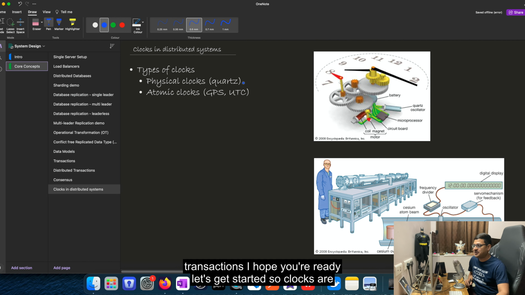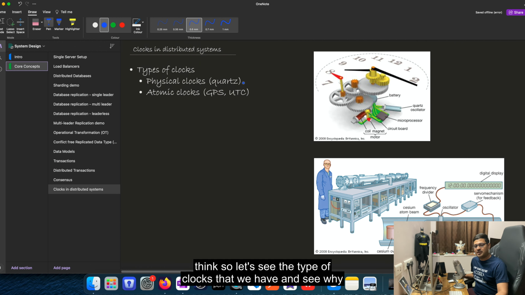Let's get started. So clocks are such a fascinating thing. You would imagine that of all the things that could go wrong in a distributed system, the simplest of things are clocks, and they should be so reliable because they just have one thing to do, to just maintain track of time and tell us what time it is, right? But as you look at it closely, you will realize that they're not as reliable as you think.